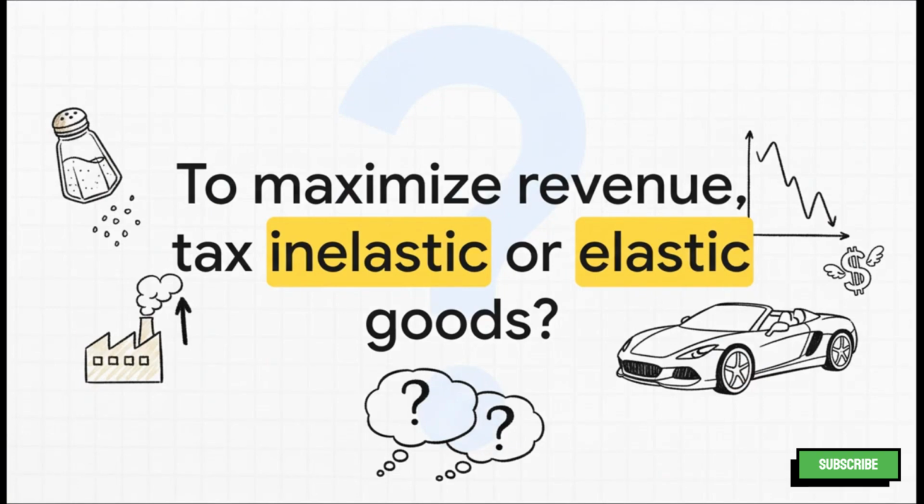So I want you to really think about this. If a government wants to raise as much money as possible from taxes, should it put those taxes on goods with inelastic demand, like salt, or should it tax goods with elastic demand, like luxury cars? The answer is sitting right there in the concepts we've just talked about, and figuring it out really shows you the power of understanding consumer behavior. Have a think on that, and we'll explore even more applications in our next explainer.